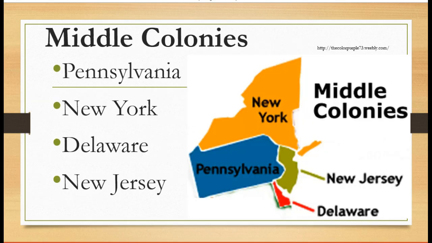Next, we'll move to the Middle Colonies, and the Middle Colonies consisted of Pennsylvania, New York, Delaware, and New Jersey. You're probably fairly familiar with these four, as these are the four modern states that are closest to us here in Pennsylvania.